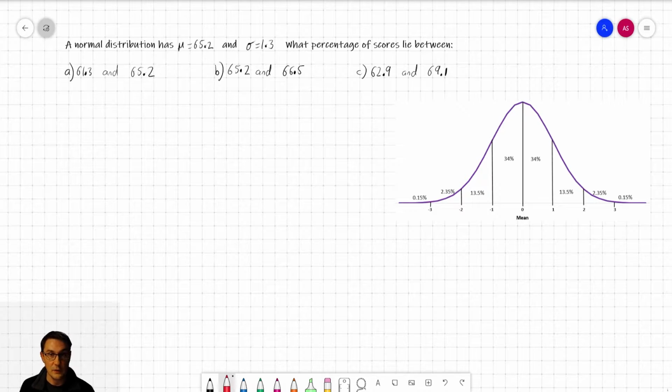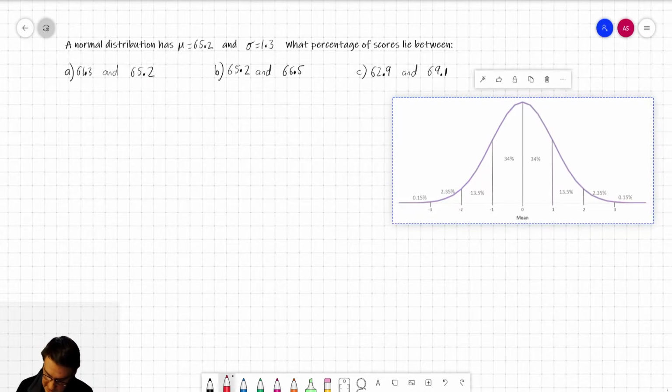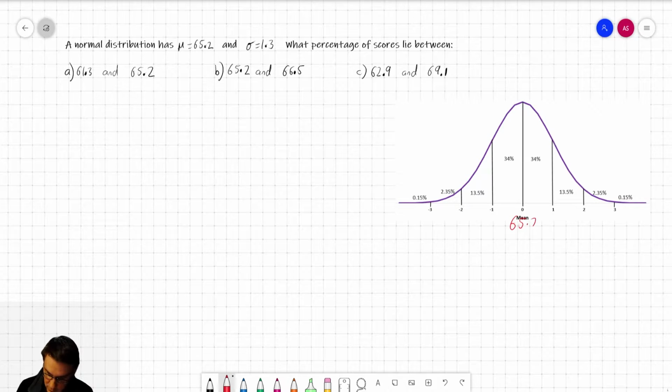Now, in the first one here, what we're being asked to find is between 61.3 and 65.2. One of the first things you should notice is this second value here, 65.2. This is actually the mean, which we were given in the question. So on our graph, let's add this on now. 65.2 is going to be the middle section of our graph. Now, from here, we need to break up each part.